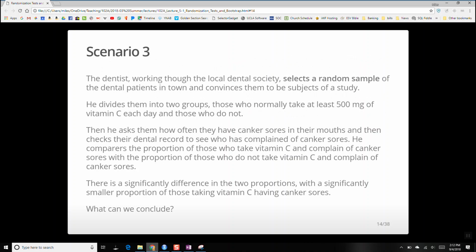Okay, so we get a random sample of dental patients. We get them to be part of our study, okay? And then we divide them into those who normally take vitamin C and those who do not, okay? We find there's a difference. So here we have a random sampling and no random assignment, okay? So what can we conclude now?